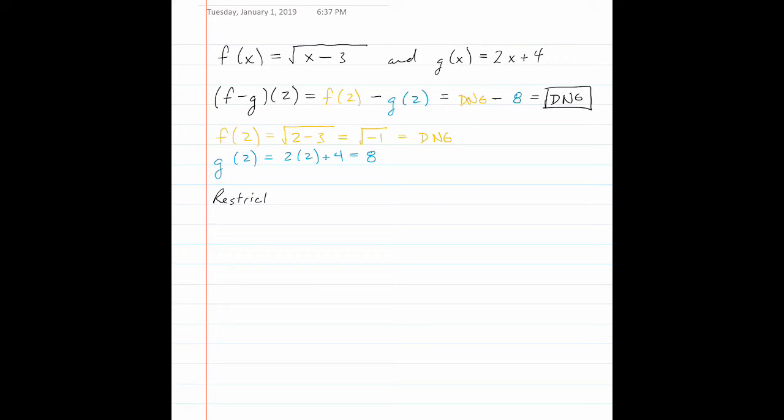What this leads into is an idea of what is called restrictions. Okay, what restrictions? You think it's like restricting something, but really it is what can x be, or what x can be is the restriction.